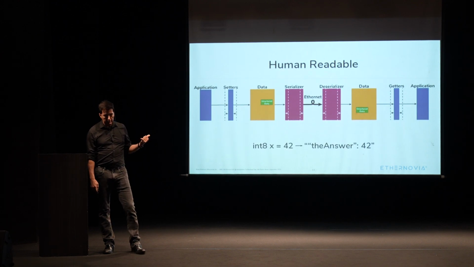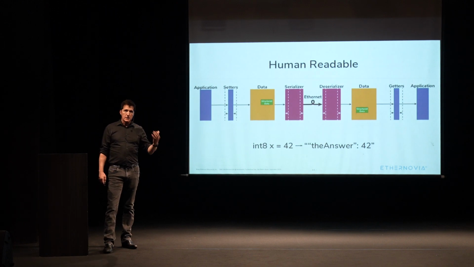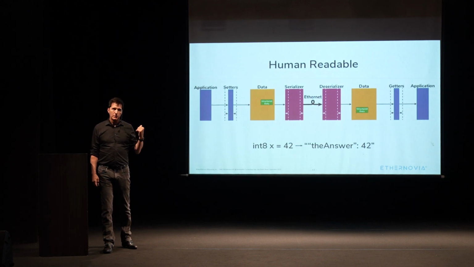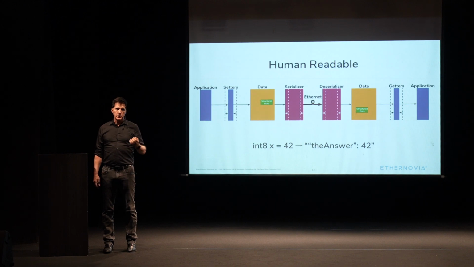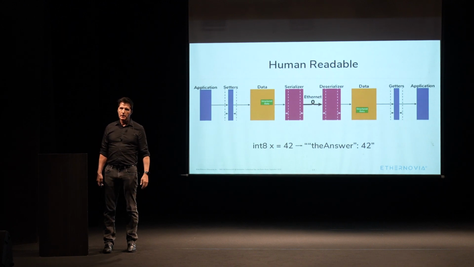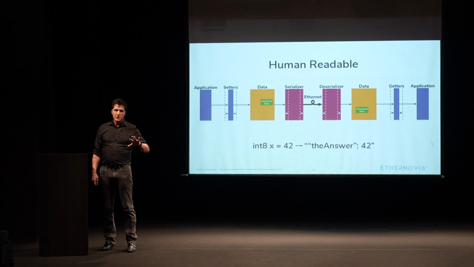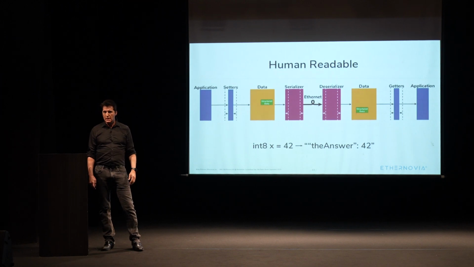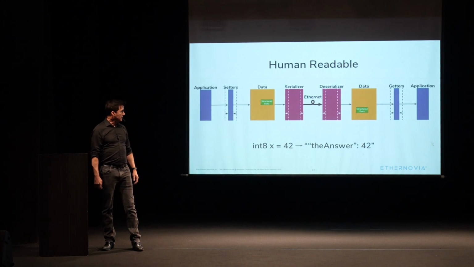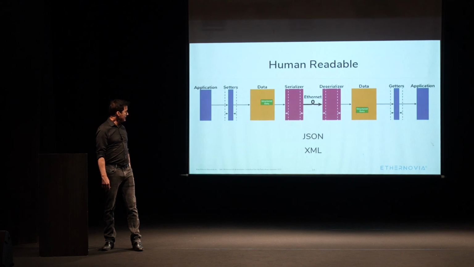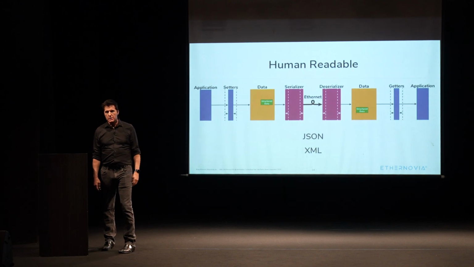Another issue with human readable serialization is the data expansion that occurs on the wire. In this example, a number that could easily fit within a single byte requires 15 bytes on the wire. And this pretty much disqualifies human readable serialization for any performance-sensitive application. Examples of human readable are JSON and XML.